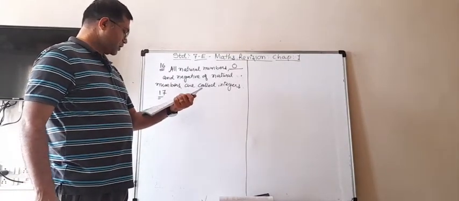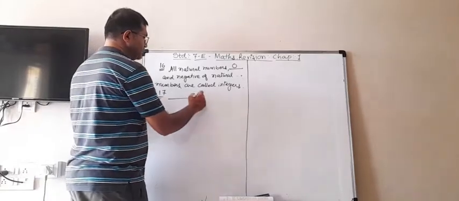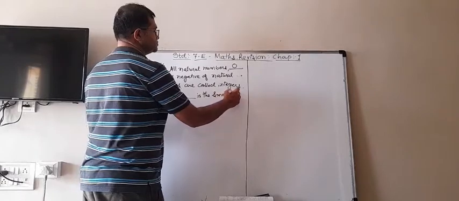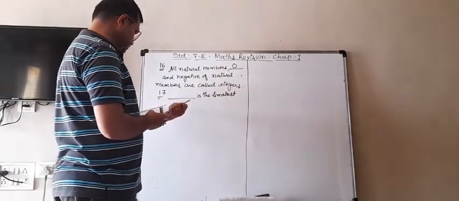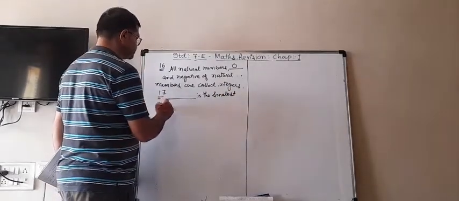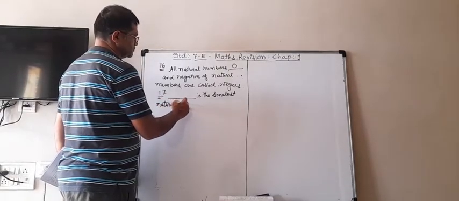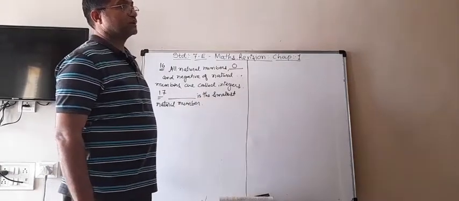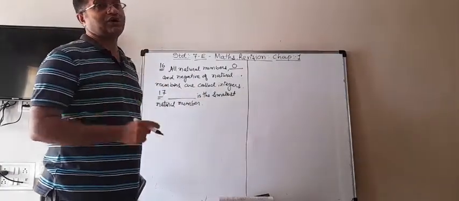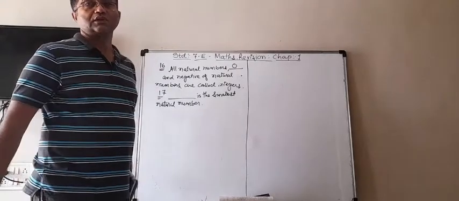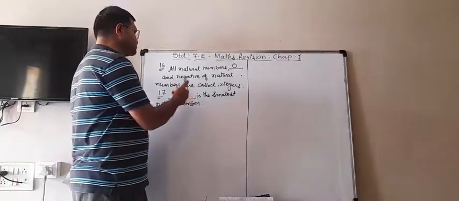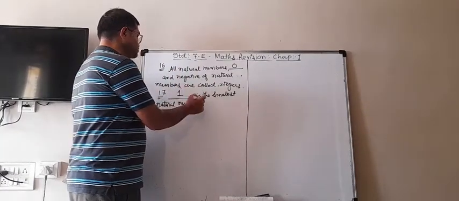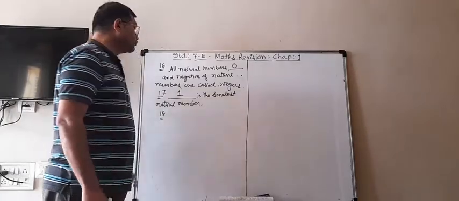17th. Dash is the smallest natural number. Here also be careful, because the smallest natural number is 1 and the smallest whole number is 0. Sometimes by mistake you can write down 0 because the smallest number is 0, but it is the smallest natural number. So the answer will be 1.